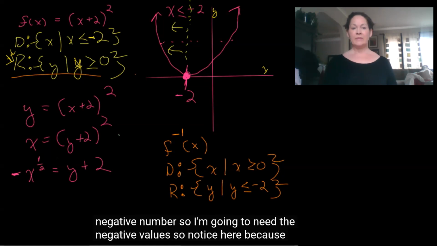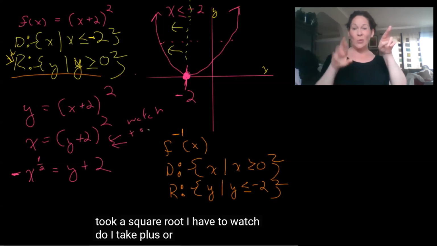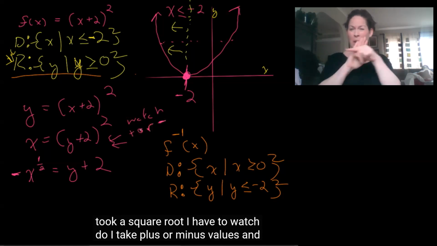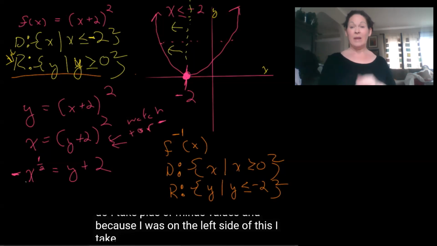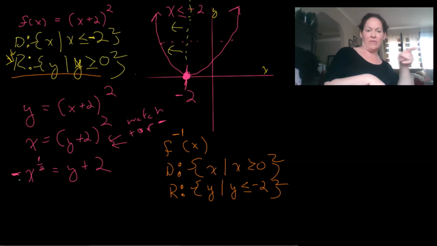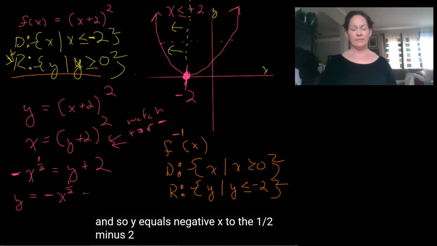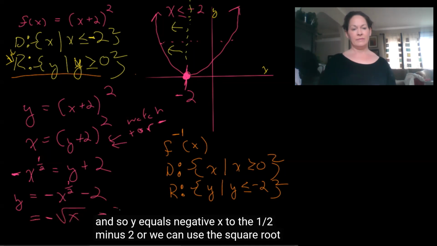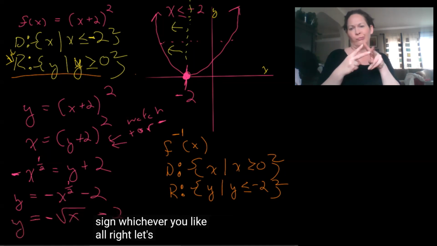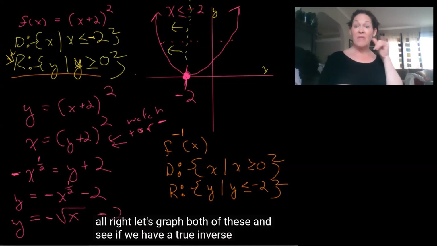So notice here, because I took a square root, I have to watch. Do I take plus or minus values? And because I was on the left side of this, I take the negative values. And so y equals negative x to the 1/2 minus 2. Or we can use the square root sign, whichever you like. All right, let's graph both of these and see if we have a true inverse.